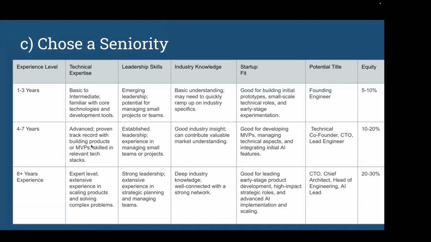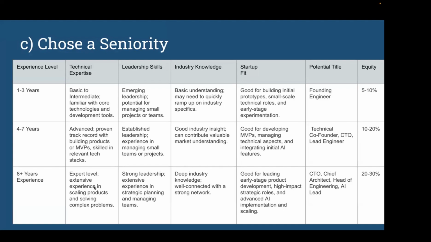If you want something a little bit more advanced, if you're building developer tooling or deep tech, then you probably don't want someone who just has 1 to 3 years. You want 4 to 7 years. And then you can call them a technical co-founder. You can also entice them by calling them CTO or lead engineer. And typically you want to give them 10 to 20% equity.